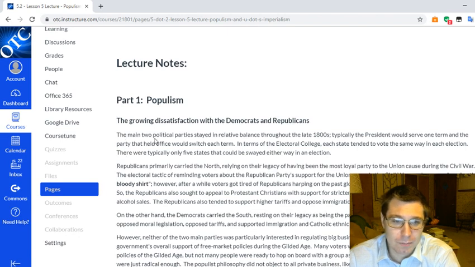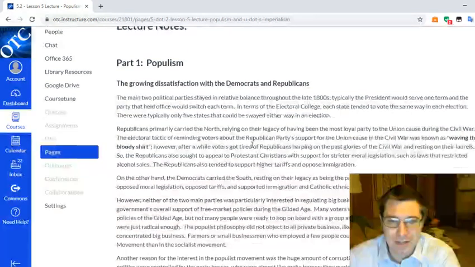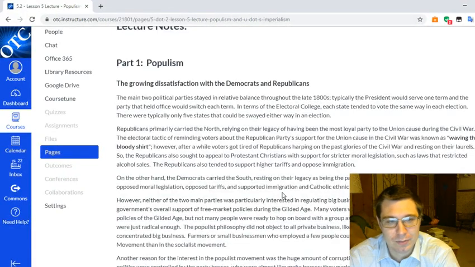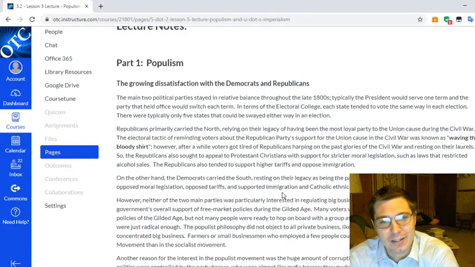These two main political parties stayed in relative balance throughout the late 1800s. Typically, the president would serve one term, and the party that held office would switch each term. In terms of the Electoral College, each state tended to vote the same way in each election. There were only about 5 states that could be swayed either way in an election.